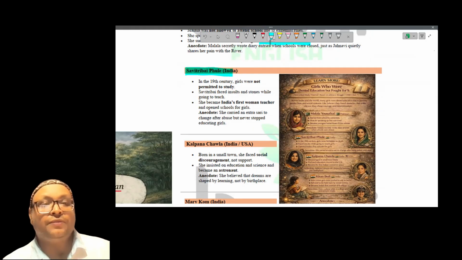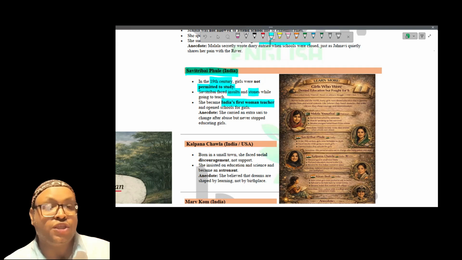Look at Savitribai Phule, India. She was from the 19th century. Girls were not permitted to study, and Savitribai faced insults and stones while going to teach. But she was India's first woman teacher and opened schools for girls. I would request NCERT and CBSE, please, you should dedicate a chapter to this lady. People should know Savitribai Phule.